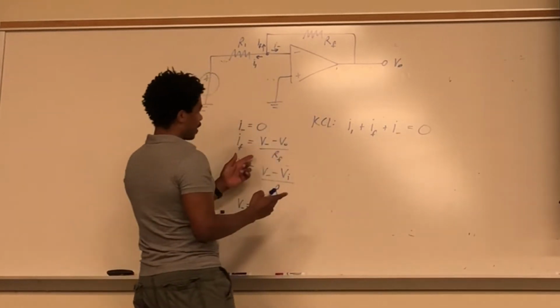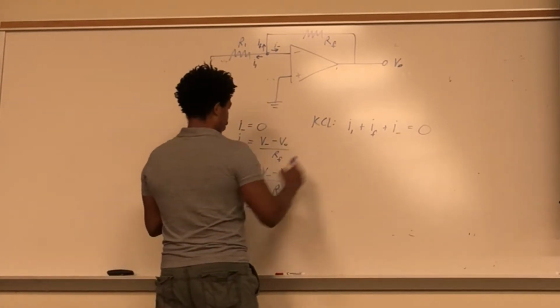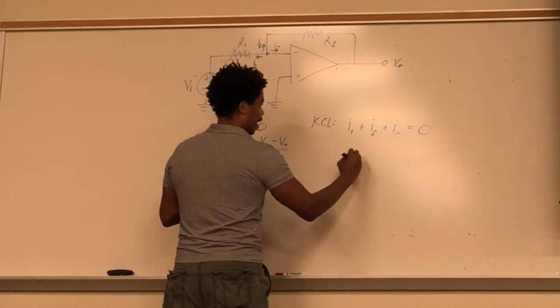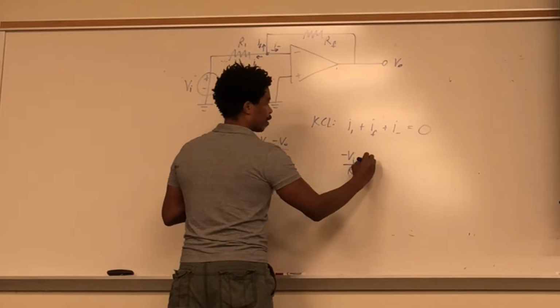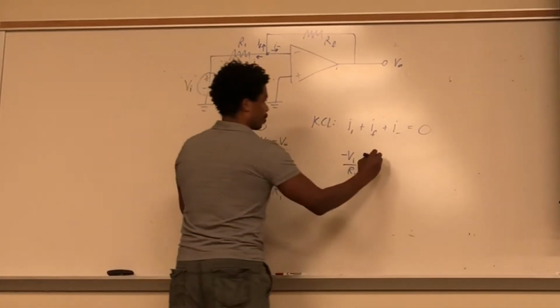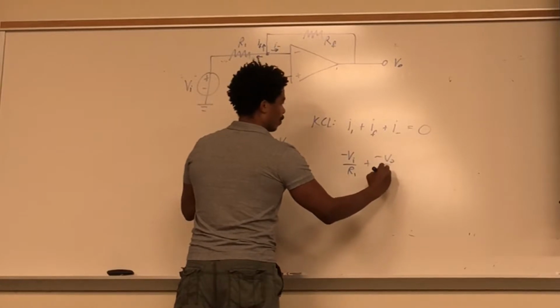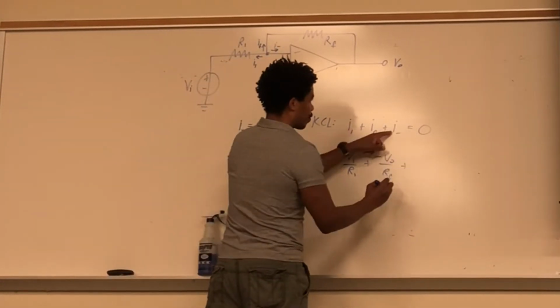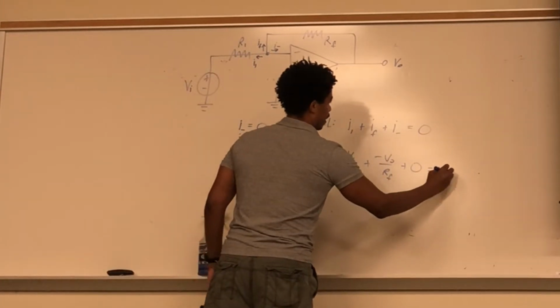So let's just plug our things in here. For V1, we're going to have a 0 here, so minus VI over R1. For IF, that's going to be 0, so that's going to be negative V out over RF. And this term right here is going to be 0, so that has to equal 0.